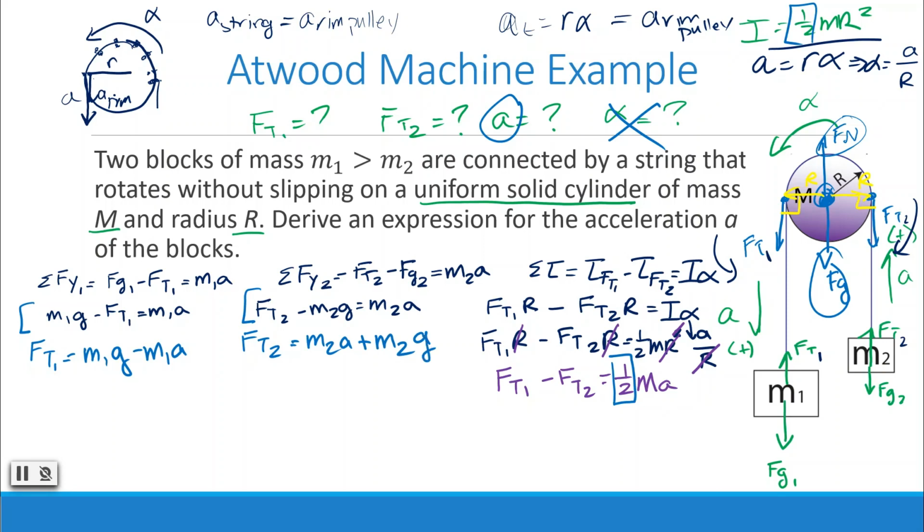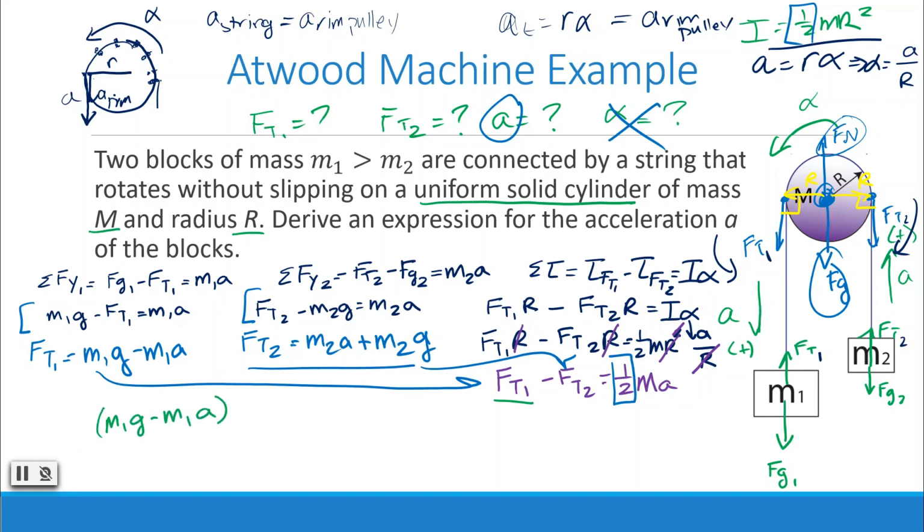I'm going to take those and sub them in to my torque equation. The order that you do the subs in doesn't matter. This is just always what I do. I always solve the net force equations for tensions and plug them into my torques, but that's not the only way to do this. So I'm going to take that ft1 right here. It's going to be m1g minus m1a. And then subtract ft2, which is m2a plus m2g. And that is equal to 1/2 big M for the pulley times a.